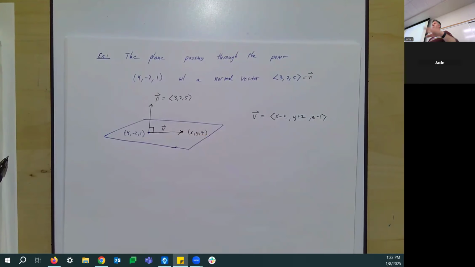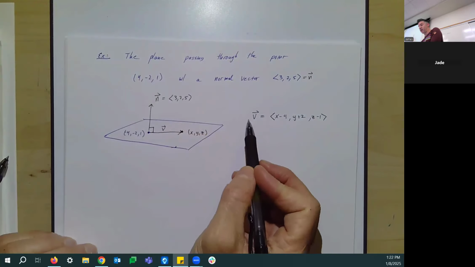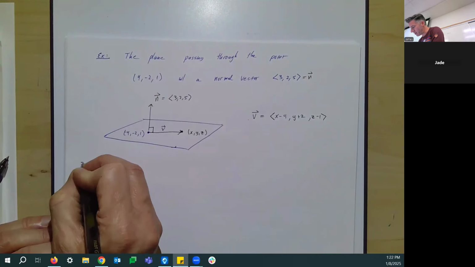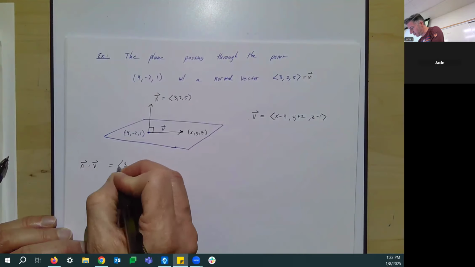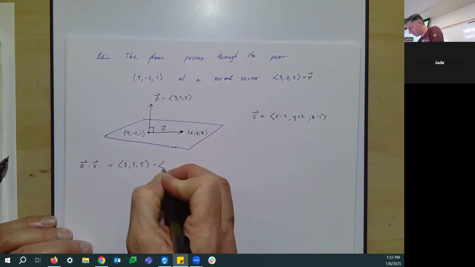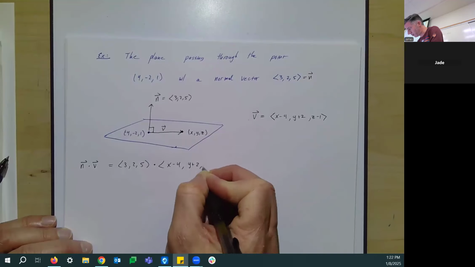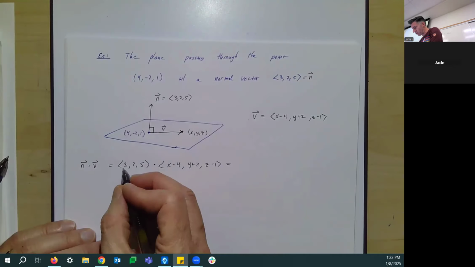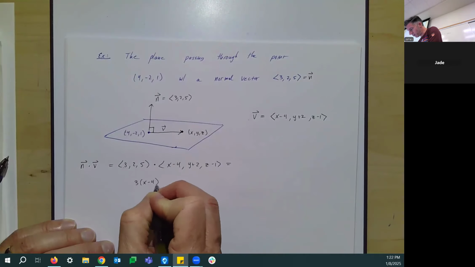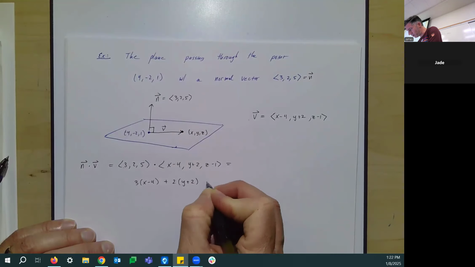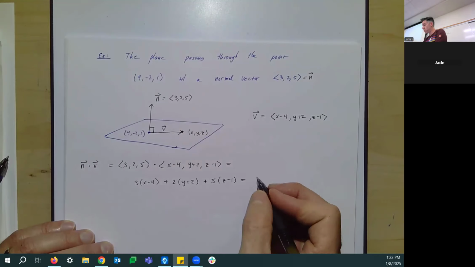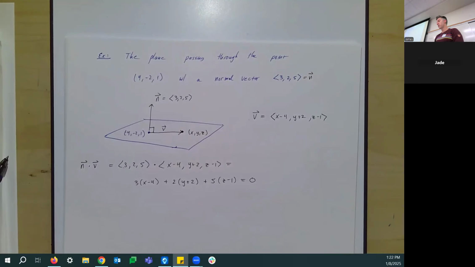So here's how you get the equation. I know he just gave the equation in class, but I would like to describe it a little more. We're going to take this vector and dot it with that vector, and look what happens. n dotted with v is (3, 2, 5) dotted with (x minus 4, y plus 2, z minus 1). We literally just multiply the corresponding components together and add it up. So we get 3 times (x minus 4) plus 2 times (y plus 2) plus 5 times (z minus 1). And it's got to equal 0 because they're orthogonal, perpendicular, normal.